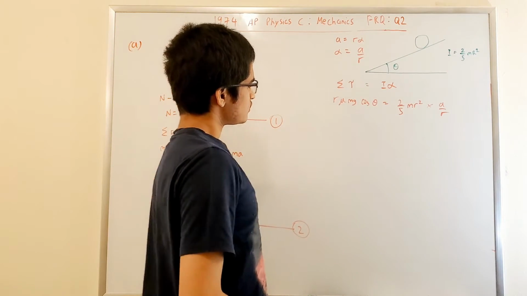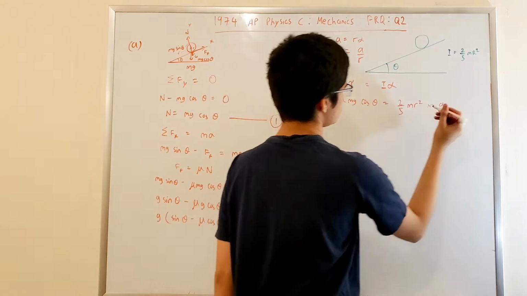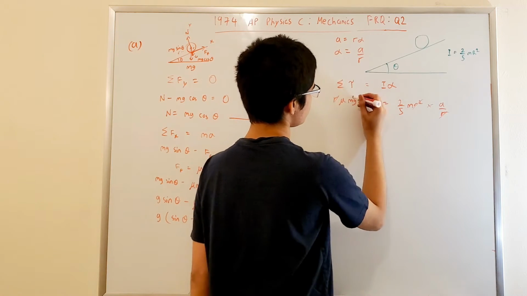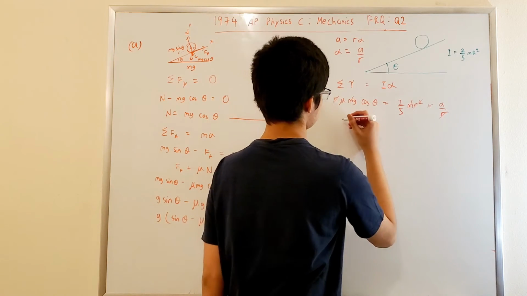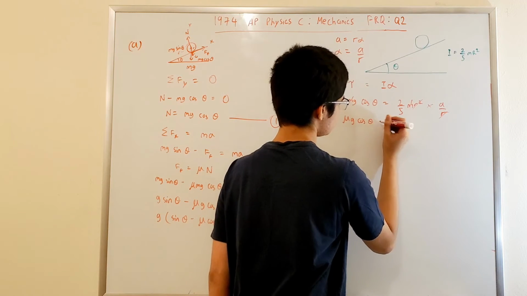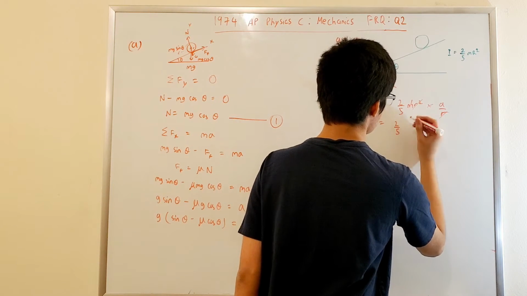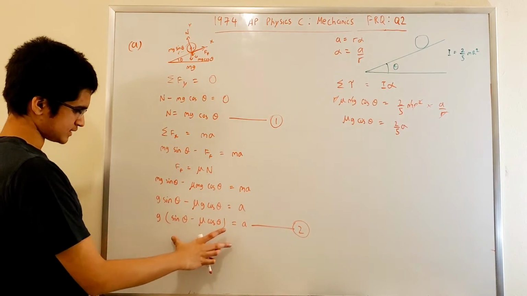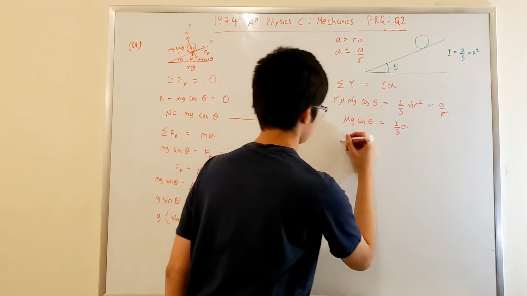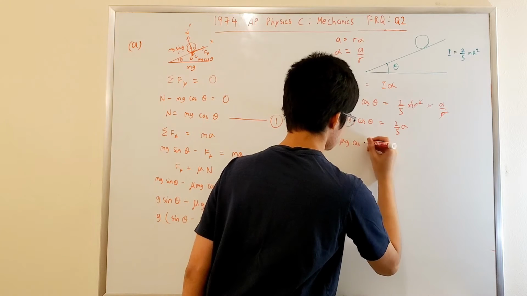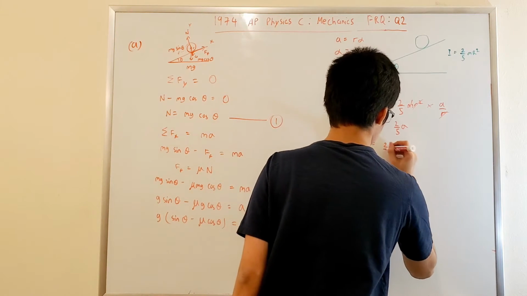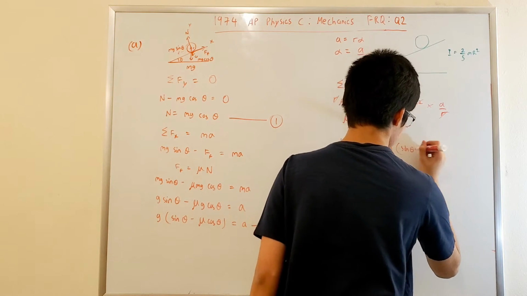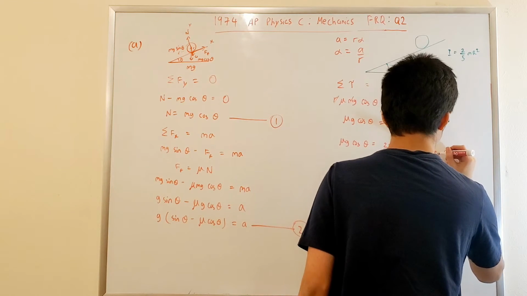Now we can clean things up a little bit. We can get rid of all our r's and our mass to get mu times g cosine theta is equal to 2 over 5 times a. Now we can substitute our expression for acceleration into this equation. So mu g cosine theta is going to be equal to 2 over 5 g times sine theta minus mu cosine theta.